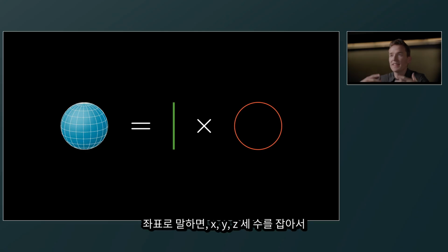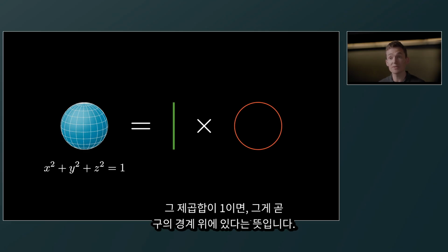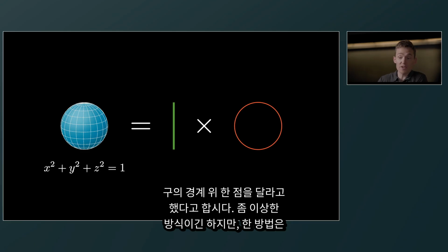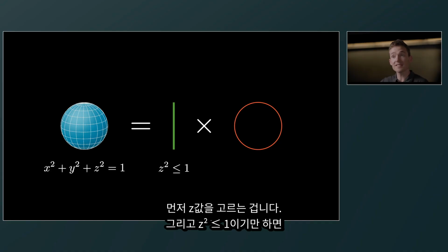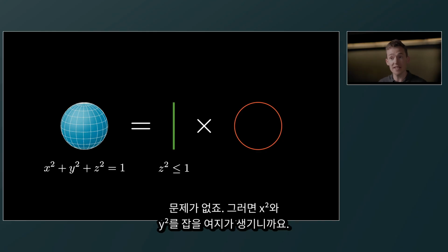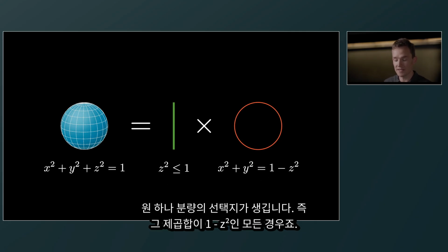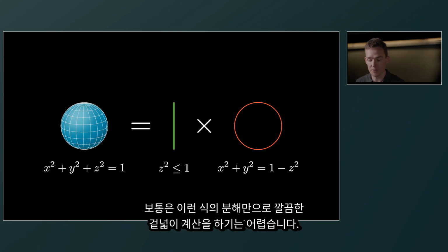Well, really, in terms of coordinates, it means you take 3 numbers, x, y, and z, and as long as the sum of the squares of those numbers is 1, that's what it means to be on the boundary of a sphere. Now, suppose I ask you, hey, I would like you to give me a point on the boundary of a sphere. One way you could do it, it's kind of a weird way, is to say, first, I'm going to choose my z value. And as long as z squared is less than or equal to 1, I'm going to be safe. That's going to give me enough room to find an x squared and a y squared. And then after choosing a value for z, you have a circle's worth of options for x and y. It's going to be everything such that the sum of those squares is 1 minus whatever z squared was.